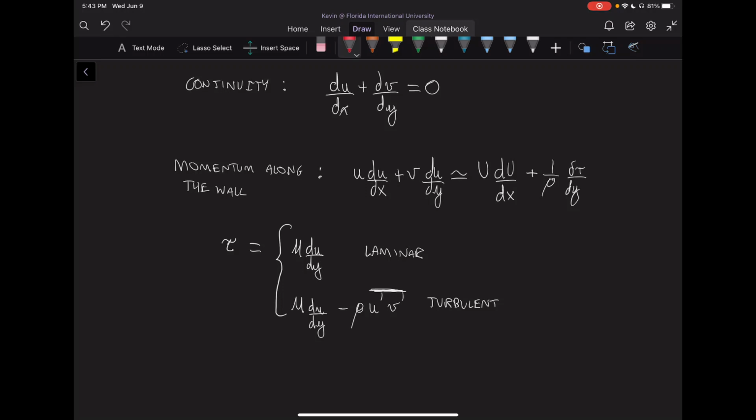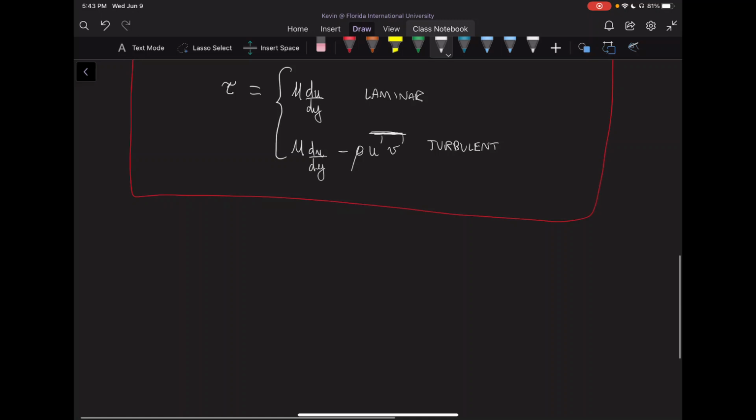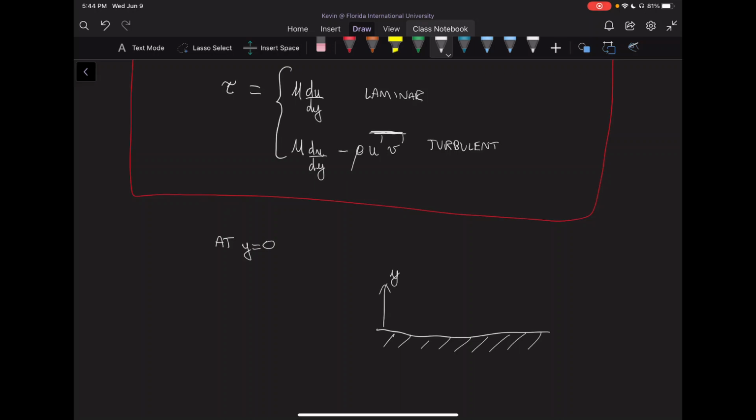So now that we have an equation for our laminar and turbulent flow, these are our equations, I'll box them in red. And we can also write the boundaries of these equations. To solve these equations, we need the boundaries, and we can say that if we look at a flat plate or a plate where this is happening, at y equal to 0 at the wall, we have that u is equal to 0 and v is equal to 0.